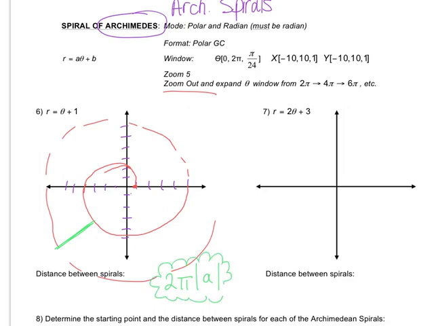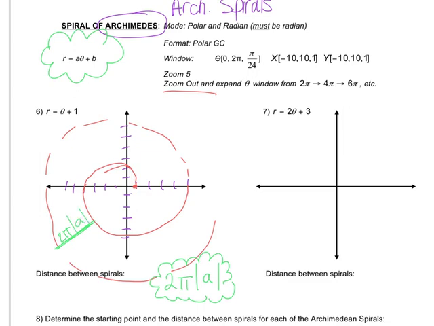It's really the only thing you're going to need to be able to remember from anything about Archimedean spirals, other than the fact that this is their equation. R equals some multiple of theta plus a number. So some multiple of theta, 1 plus 1. And then, so that's 2 pi A. 2 pi times the absolute value of A, which is that number out front of theta.